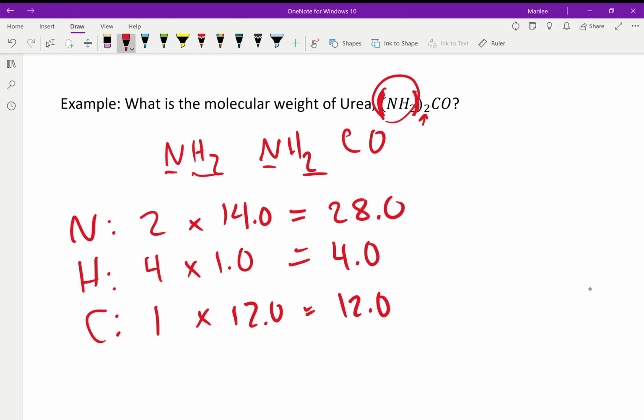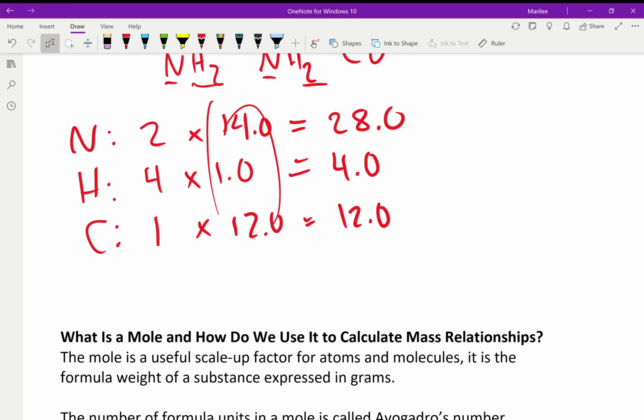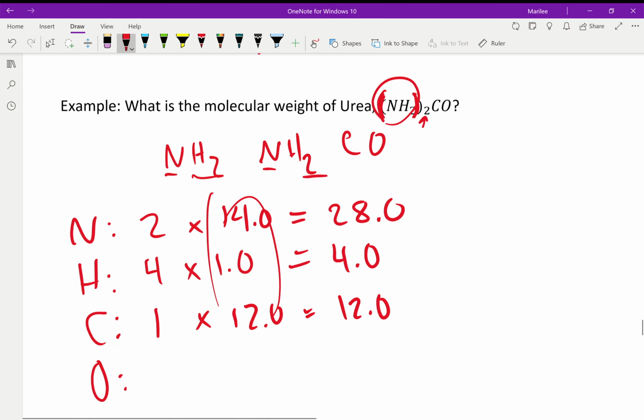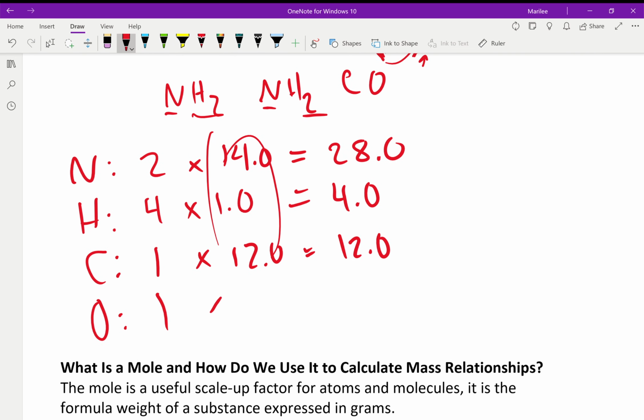You can get all these values on the periodic table, guys. I just looked up in advance so I don't waste your time. And then the oxygen, how many oxygens do we have? We have 1 oxygen, 1 times 16.0, that will give us 16. So the molecular weight of urea is, adding all of these, we will end up with 60.0 AMU.